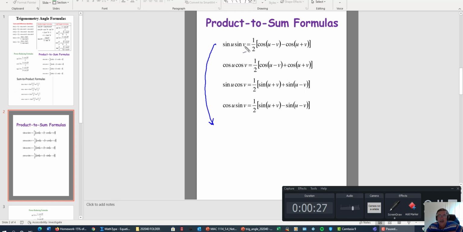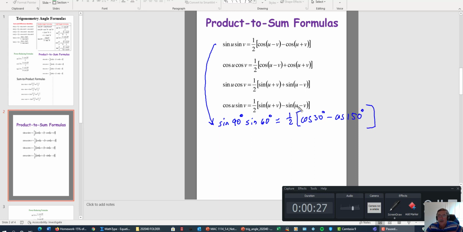And let's just put in an angle measure for U and V. I haven't shown y'all enough of this, I don't think. We verified them, we showed that they work, but let's put in some angles we know and practice our unit circle for a second. Let's take the sine of 90 degrees times the sine of, let's say, 60. Now, according to this first formula, this should equal 1/2 times the cosine of 90 minus 60, which is the cosine of 30 degrees, minus the cosine of 90 plus 60, which is 150 degrees.